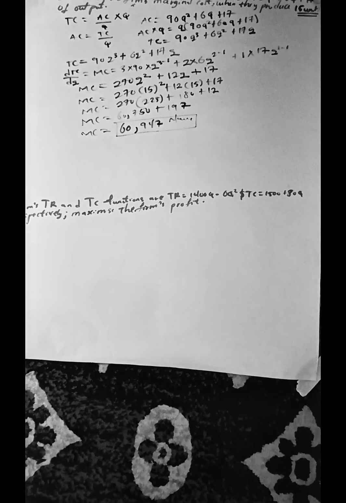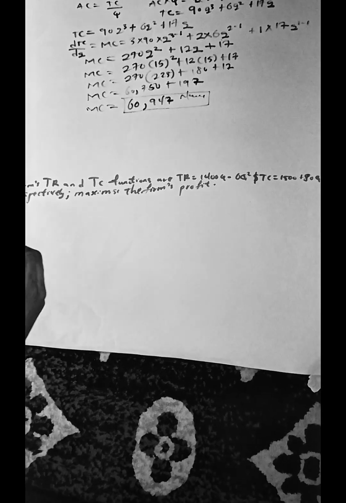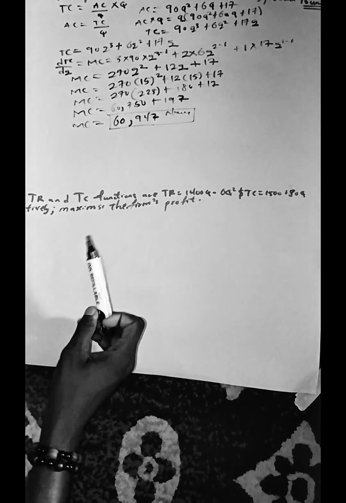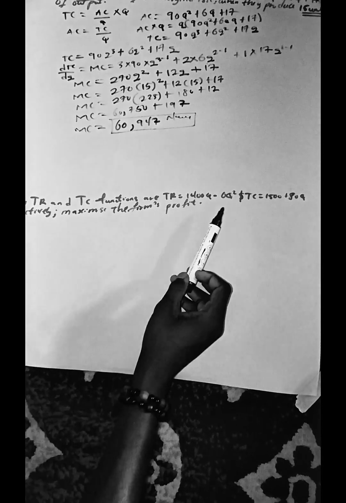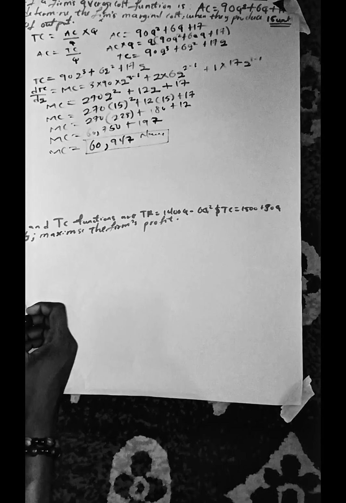So, the next question. All right, so let's read the last question. I thought the question was too easy, I didn't read it. It says a firm's total revenue and total cost functions are TR equals 1400Q minus 6Q squared and TC equals 1500 plus 80Q respectively. Maximize the firm's profit.